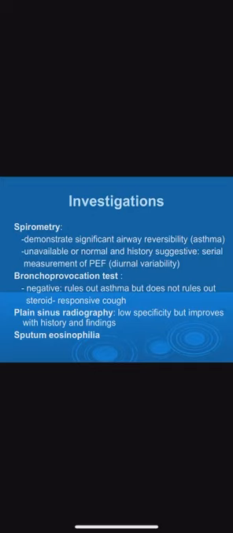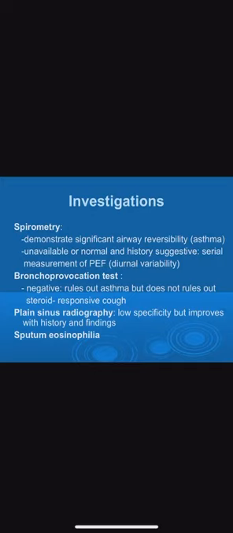Investigation. What will we do for the patient with cough, especially chronic cough? We do spirometry with a reversibility test to detect diurnal variation in the peak expiratory flow; this is diagnostic for asthma. Or if the spirometry is negative, we do a bronchoprovocation test. If negative, this rules out asthma.